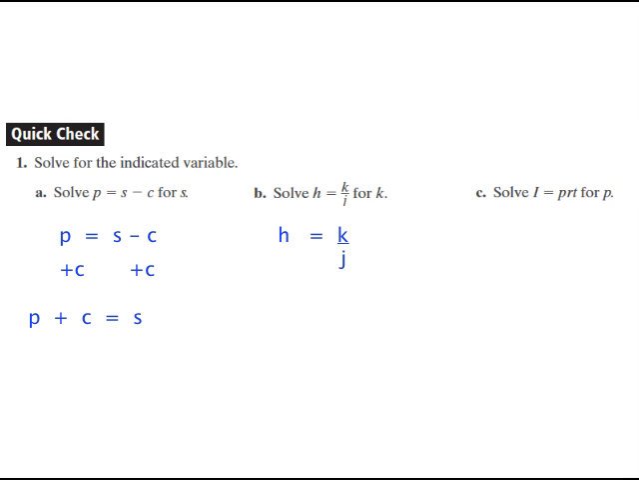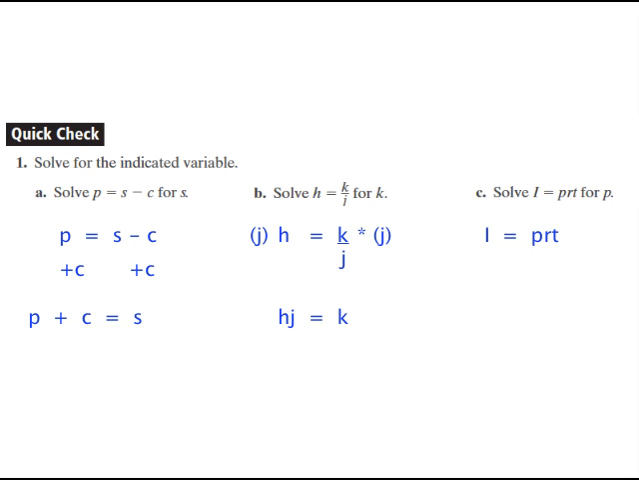For b, solve h equals k over j for k. Well, to get k by itself, we're going to have to multiply both sides by j. So on the left, we have hj, and on the right, the j's cancel each other out, and you're just left with k. So k equals hj.